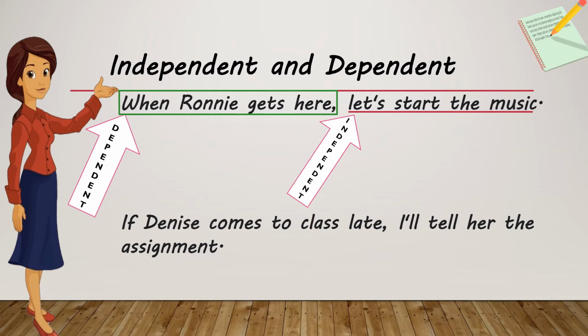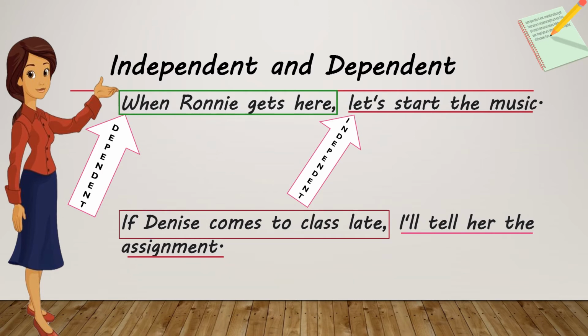The second sentence, "if Denise comes to class late," is the dependent clause, and "I'll tell her the assignment" is the independent clause. So a clause that does not express a complete thought and cannot stand on its own as a sentence is what we call a dependent clause. And an independent clause is a group of words that contains a subject and verb and expresses a complete thought. In other words, an independent clause is a sentence. Okay?